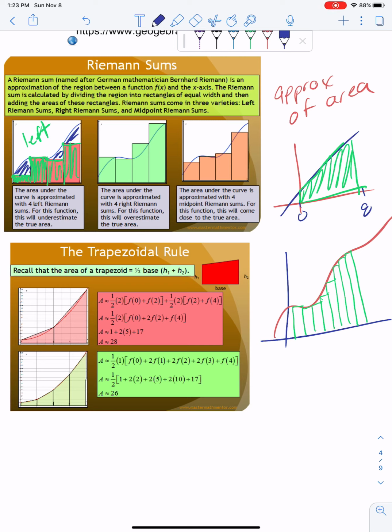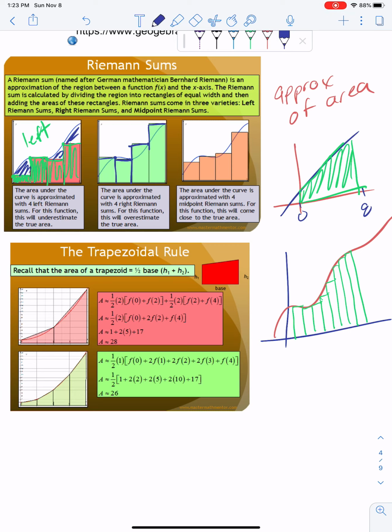If I do a right Riemann sum, then instead of using the left endpoints, I use the right endpoints, which usually make my graph an overestimation because my rectangles end up being bigger than my function.